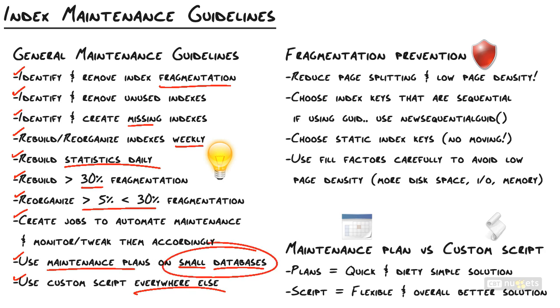Let's go over a couple of tips for preventing fragmentation. So the big one here is that we ultimately want to reduce page splitting and low page data density, which basically means we do not want a lot of empty pages with a little bit of data on them. We would like fewer pages full of data.